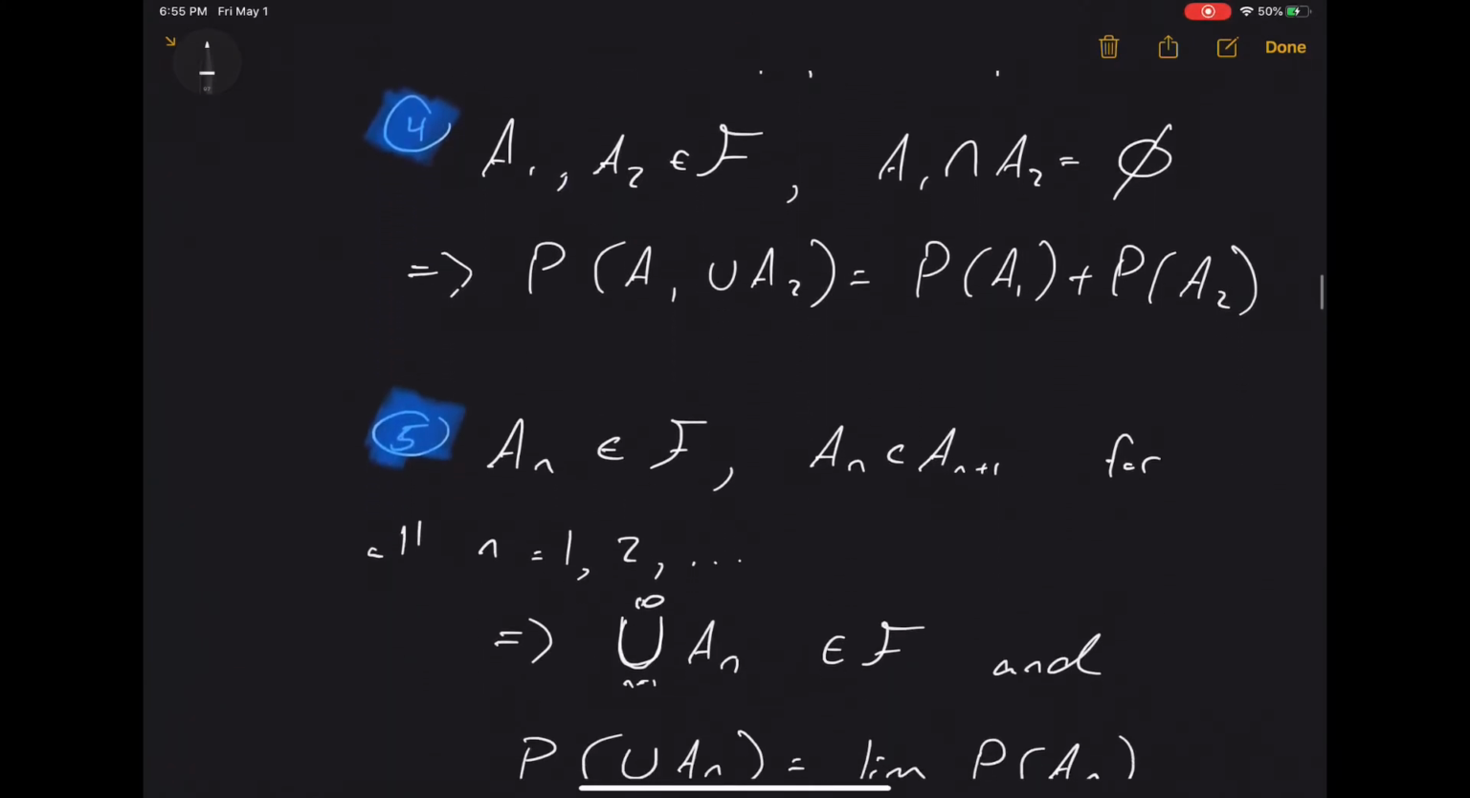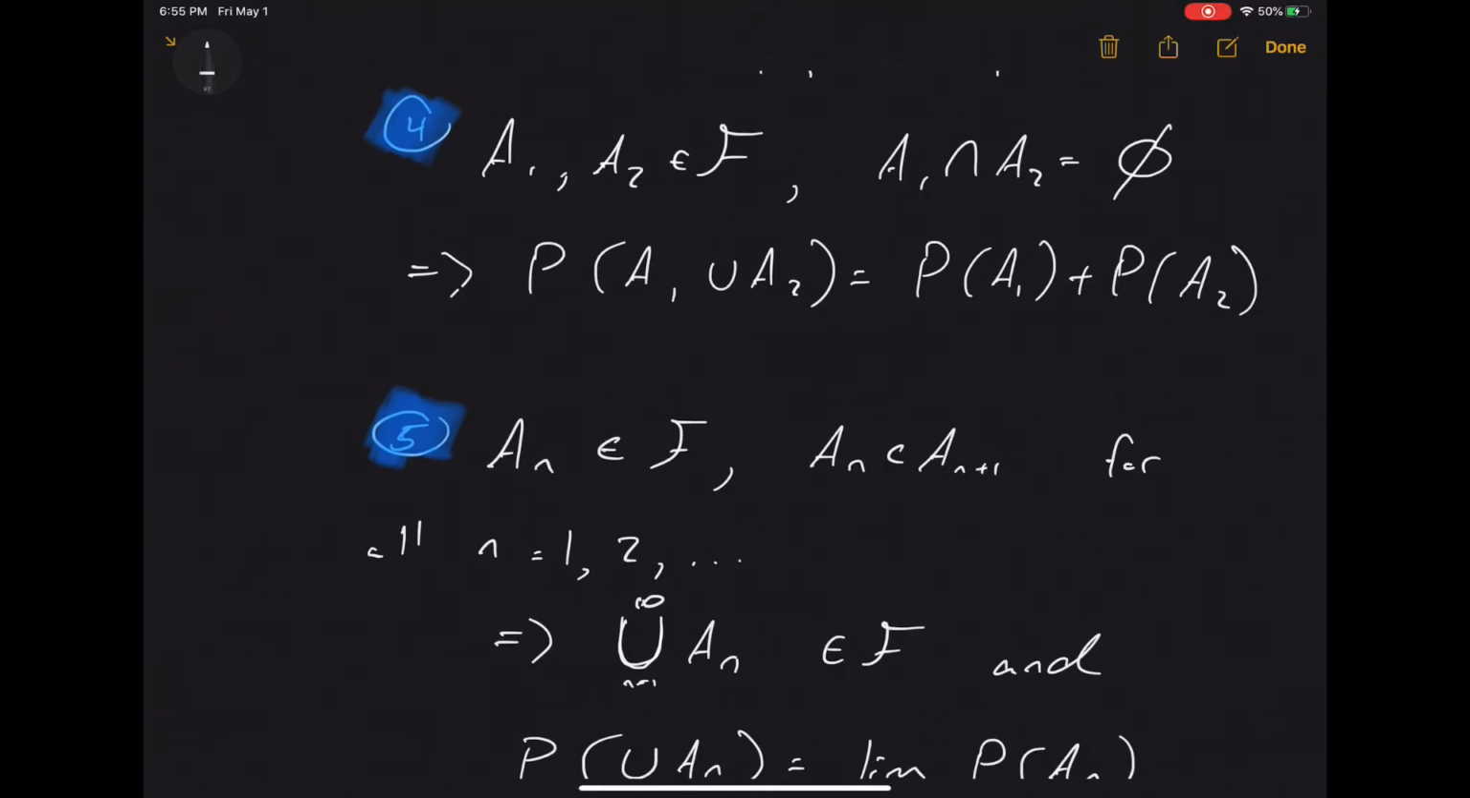Okay, axiom 4. If A1 and A2 are in F, and their intersection is the empty set, then the probability of their union is equal to their individual probabilities, P(A1) plus P(A2). And again, this is very logical. If we have two events that have absolutely no overlap, we don't expect their probabilities to have any kind of interaction. We expect their cumulative probability to just be the sum of their individual probabilities.